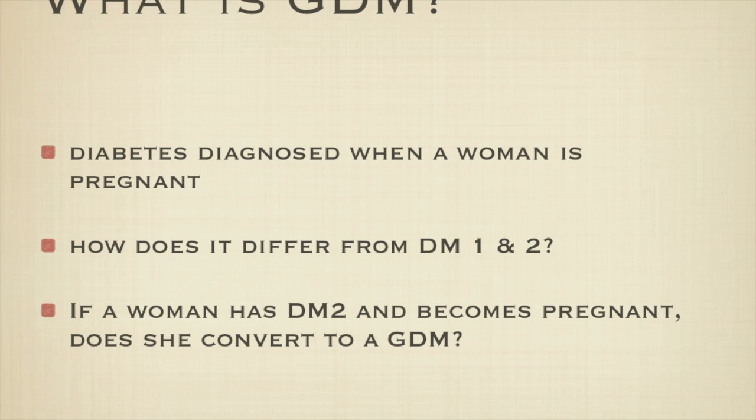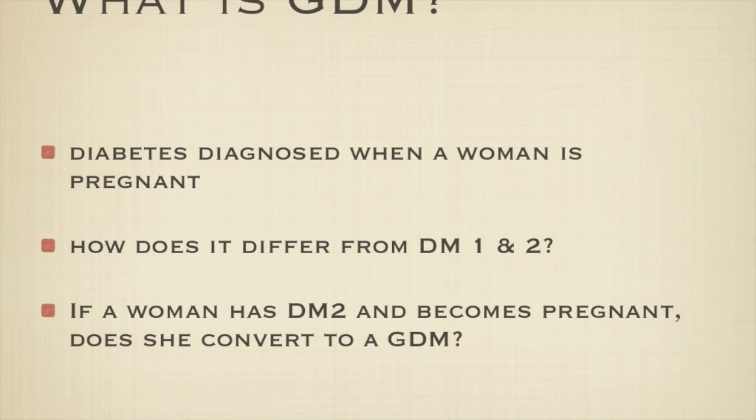GDM differs from diabetes type 1 and 2 because it was not present, at least that we are aware of, when the woman is not pregnant. It is similar to diabetes type 2 in that there is a degree of insulin resistance that occurs. So question: if a woman has diabetes type 2 and becomes pregnant, does she convert to a GDM? The answer is no. She continues to be classified as a type 2 diabetic who is now pregnant.